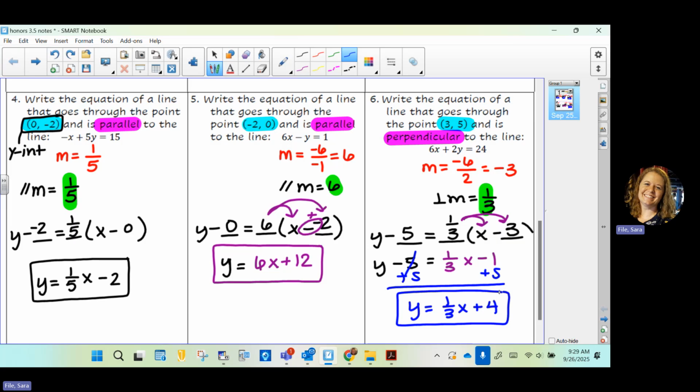If you're getting something wrong when you're doing your practice and you're like, I don't know what I did wrong, go look at the graph in Desmos if you need to. And you should be able to see if the lines are parallel or perpendicular, and you should be able to see if it goes through the point that they want it to go through. Any questions?